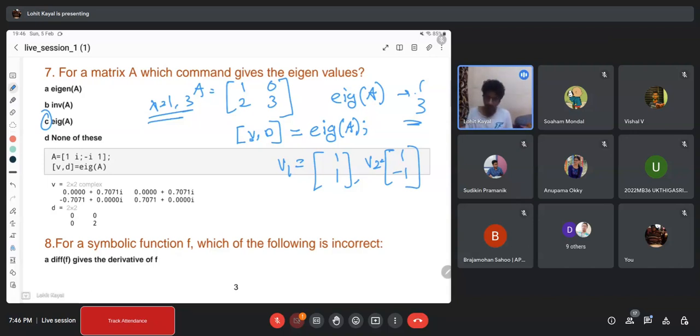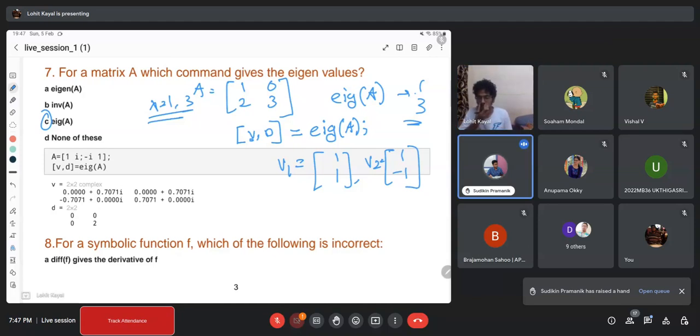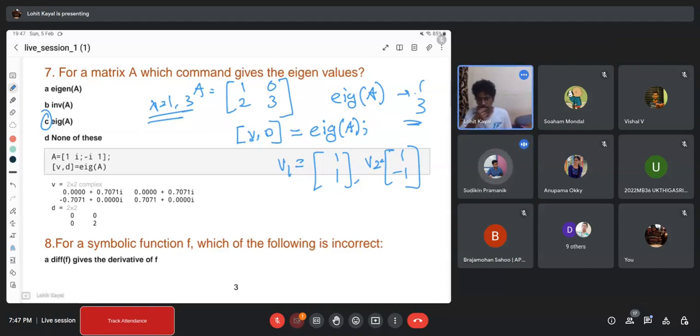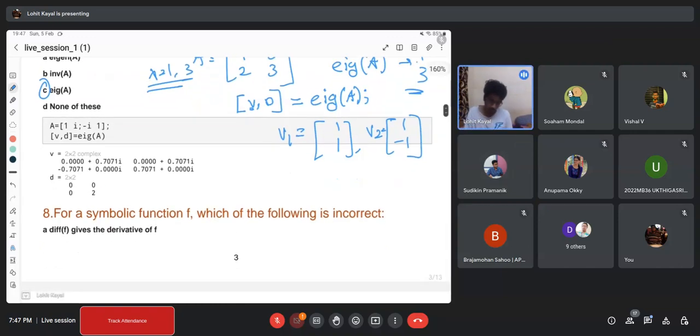Now if you write V, D equal to EIG of A. Yes, Pramanik? Sir, I ran that in MATLAB, V comma D equals EIG A. That gave V equals 0.7071, 1 and minus 0.7071. So does that mean V1 is 0 and 1, and V2 is 0.7071 and minus 0.7071? Yeah. So when you run this in MATLAB, what is the meaning of V?